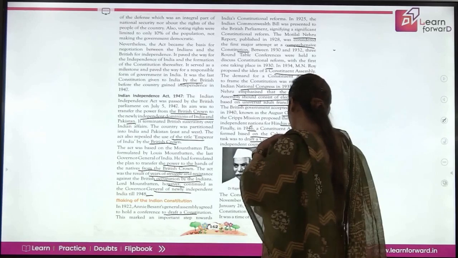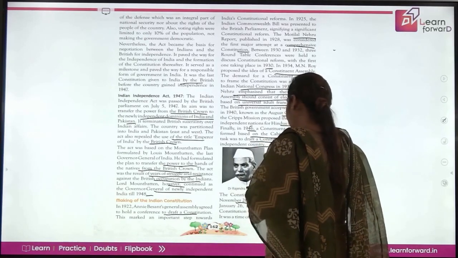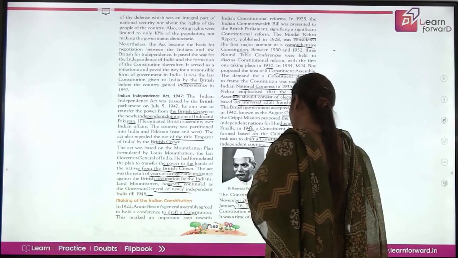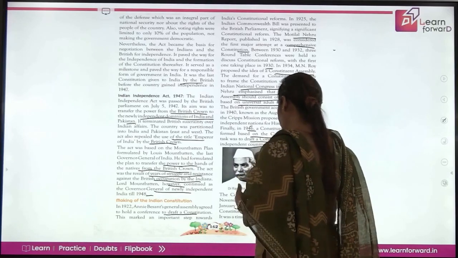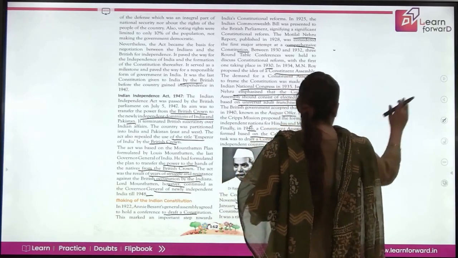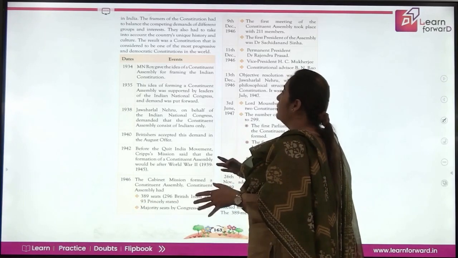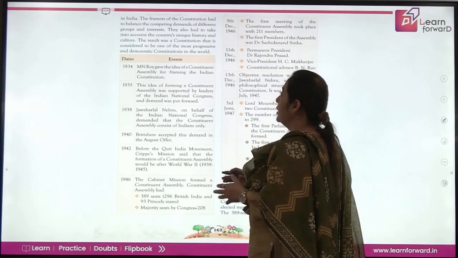The Constitution of India was adopted on 26 November 1949 and it came into effect on January 26, 1950. The making of the Indian Constitution was a long and very complex process. It took place in a time of great political and social change. The framers of the constitution had to balance the competing demands of different groups and interests. They had to take into account the country's unique history and culture.